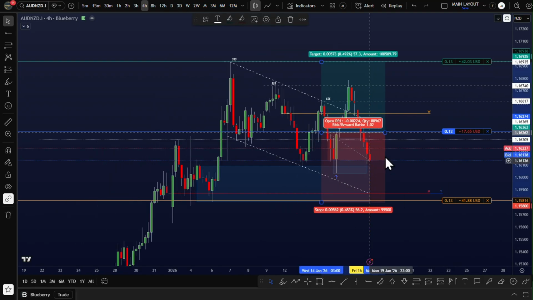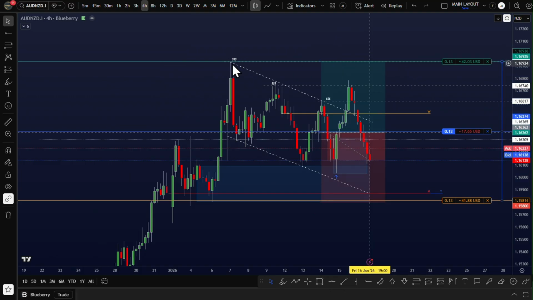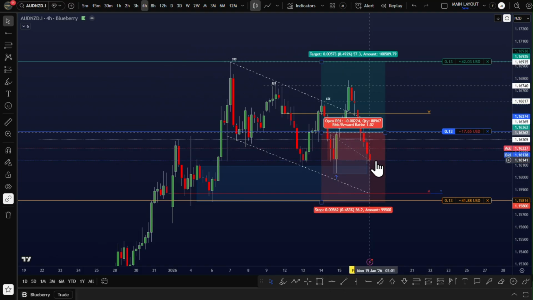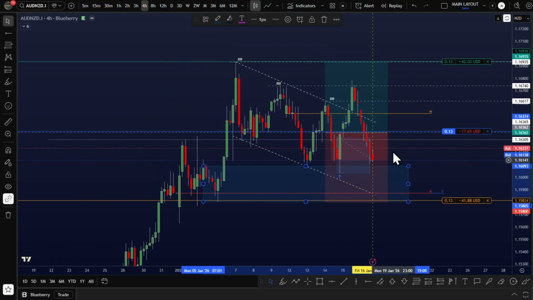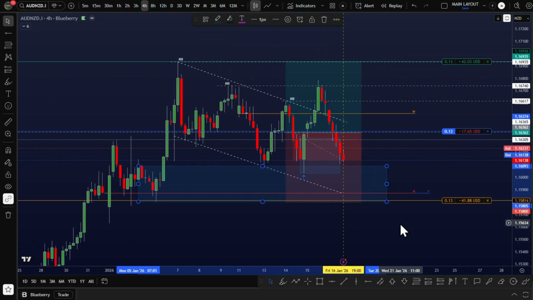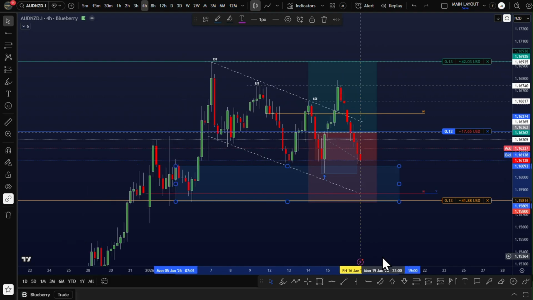I was aiming to run this high. This is a swing trade, so let's see for next week if price will rebound off of this demand. Again, I'm bullish on AUD. I think AUD is fundamentally stronger than NZD, so I expect price to go even higher. So let's see for the next week. Let's go back to Blueberry X.